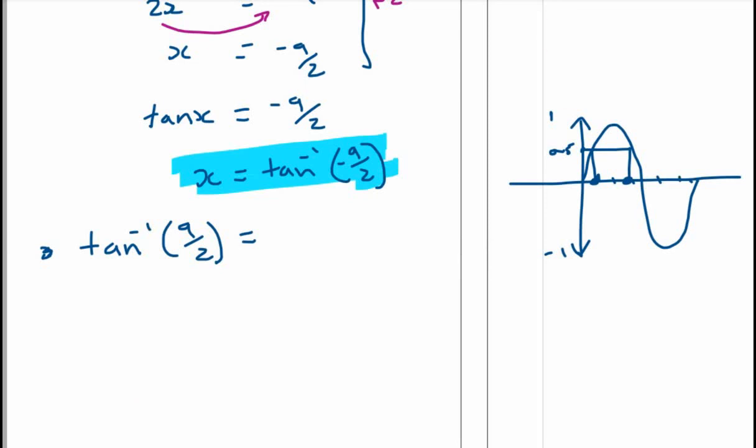0.26. Okay, so that's going to give me 77. I'm just going to round it to make life a bit easier. 77.5 degrees. Okay, so now we're looking at our CAST diagram.